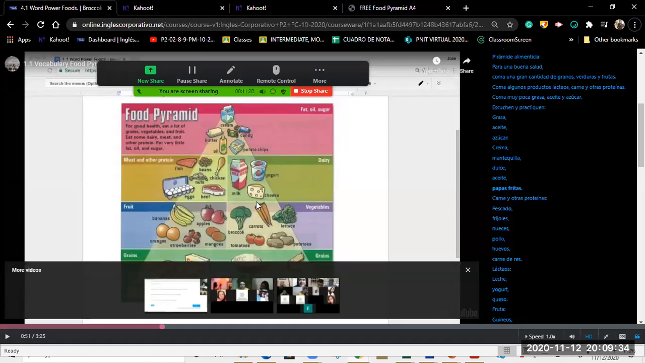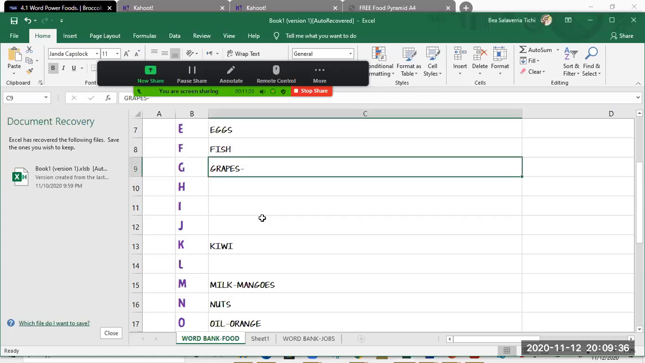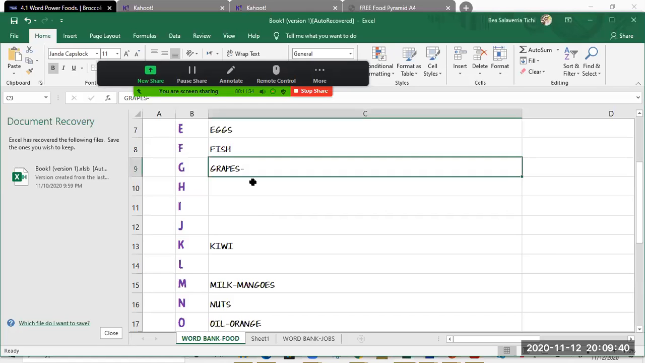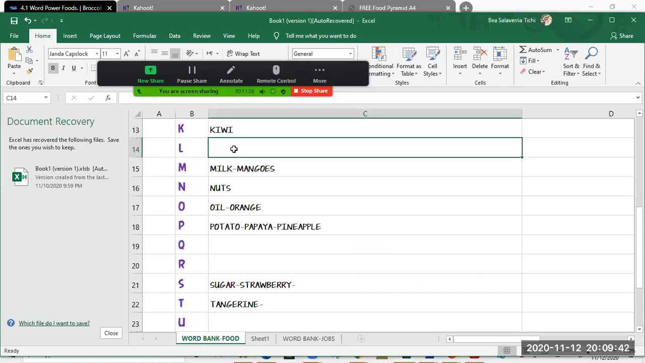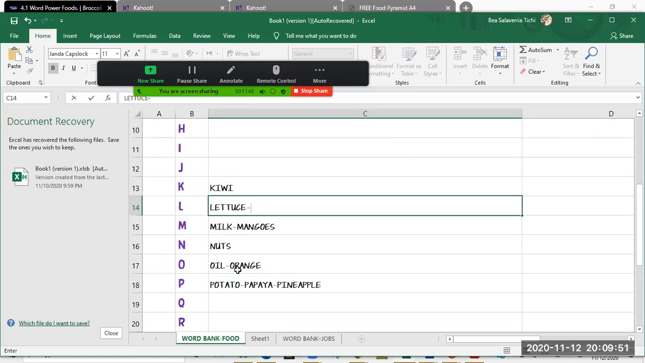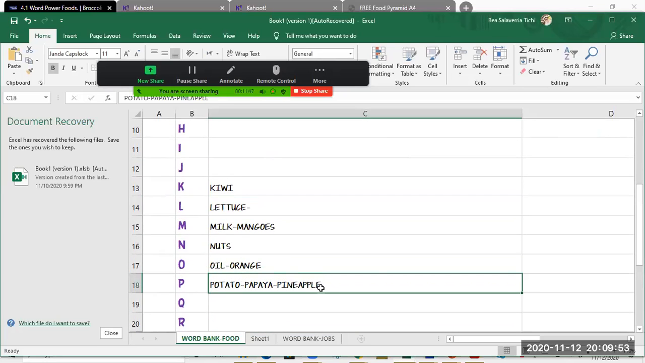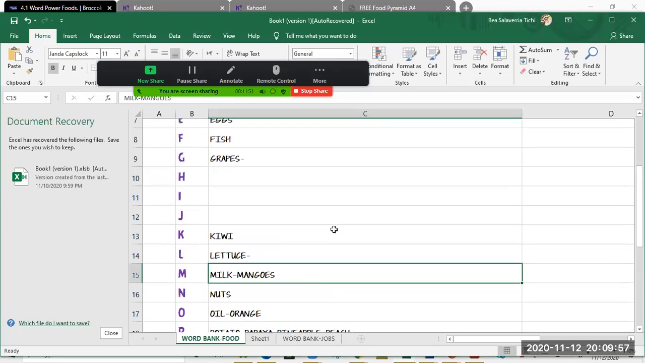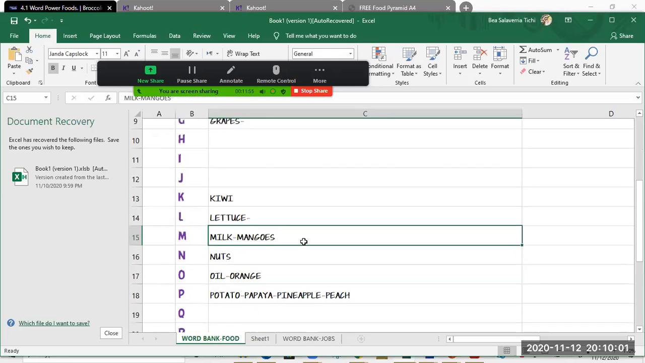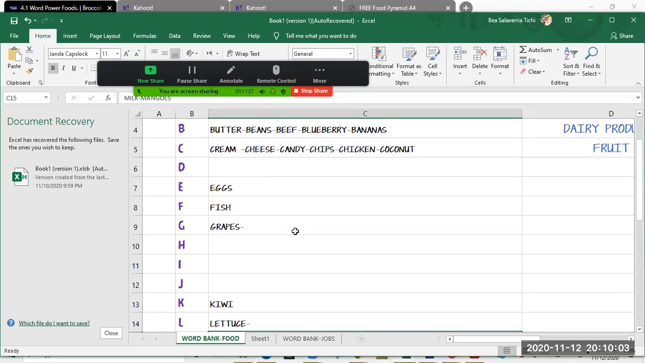Okay, now let's talk about vegetables. Tell me your favorite vegetables and the vegetables that you like. So we have, very good. Let's go with lettuce. Another one? Peach. But that's under fruit. But vegetables? Cauliflower. Sí, pero ahorita estamos en las verduras. Under vegetables, okay. Cauliflower. That's a good one.